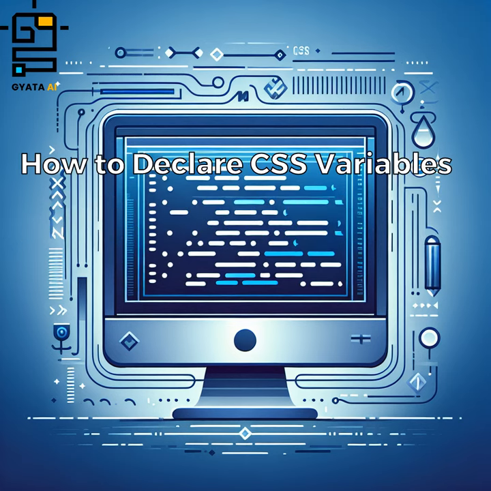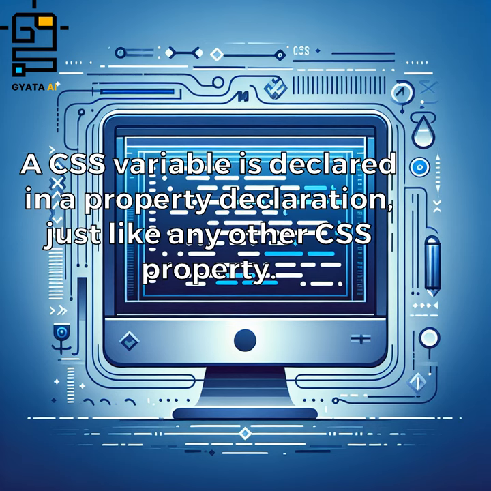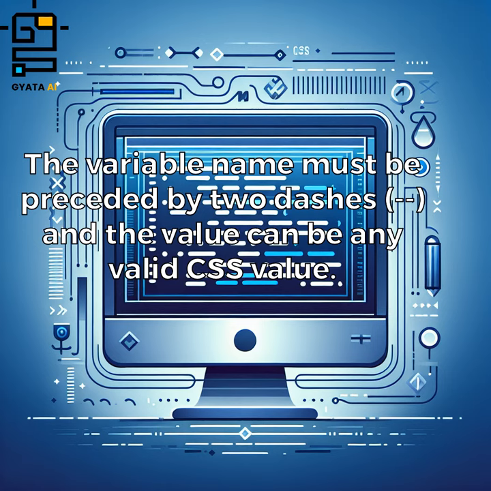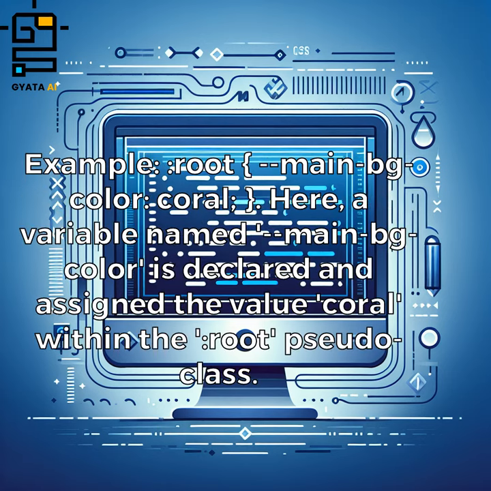How to declare CSS variables. A CSS variable is declared in a property declaration, just like any other CSS property. The variable name must be preceded by 2 dashes, and the value can be any valid CSS value. Example: :root { --main-bg-color: coral; }. Here, a variable named --main-bg-color is declared and assigned the value coral within the root pseudo-class.